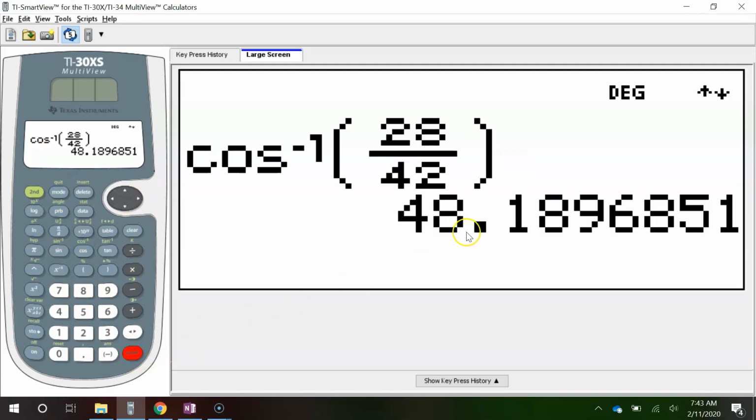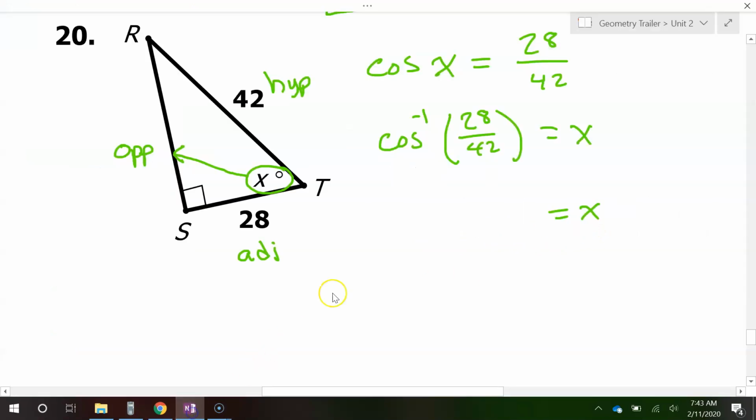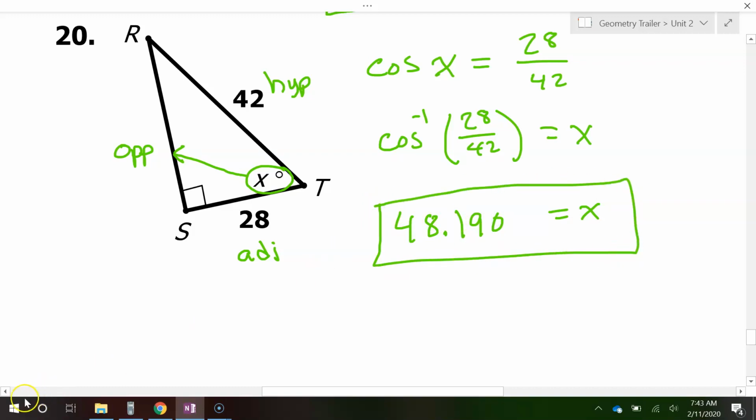So that's 48.1. We got to round this up. So 89 rounds up to 90. So this will be 48.190. All right, and that is it for number 20.